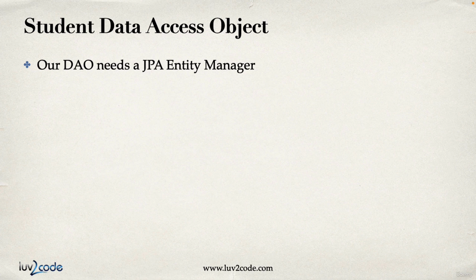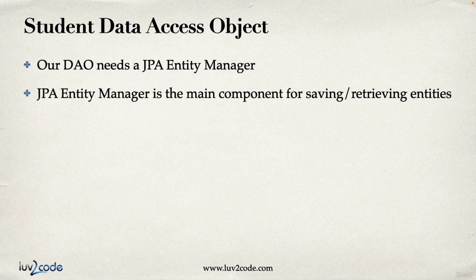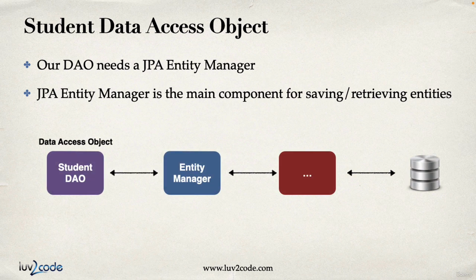In our scenario, our data access object needs a JPA entity manager. Now, the JPA entity manager is the main component for saving and retrieving entities. So we have our student DAO here. It's going to make use of an entity manager that also has some other supporting components, and then communicating with the actual database.